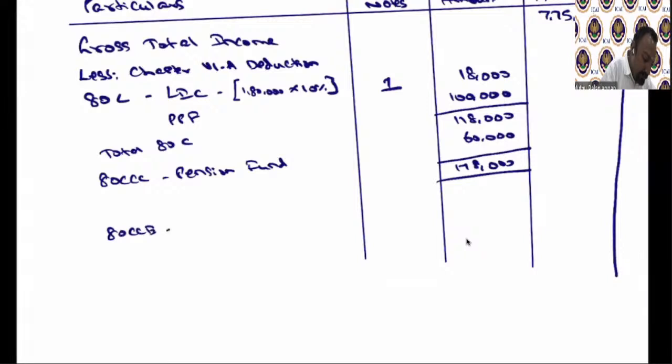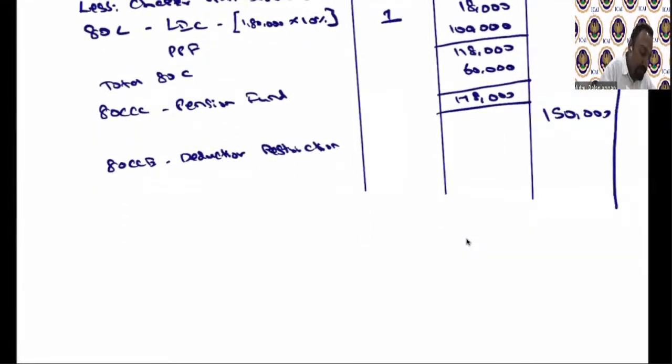Now you say 80CCE deduction restriction. You restrict it to 1,50,000. Correct? And then after that, you have 80D, that is medical insurance.